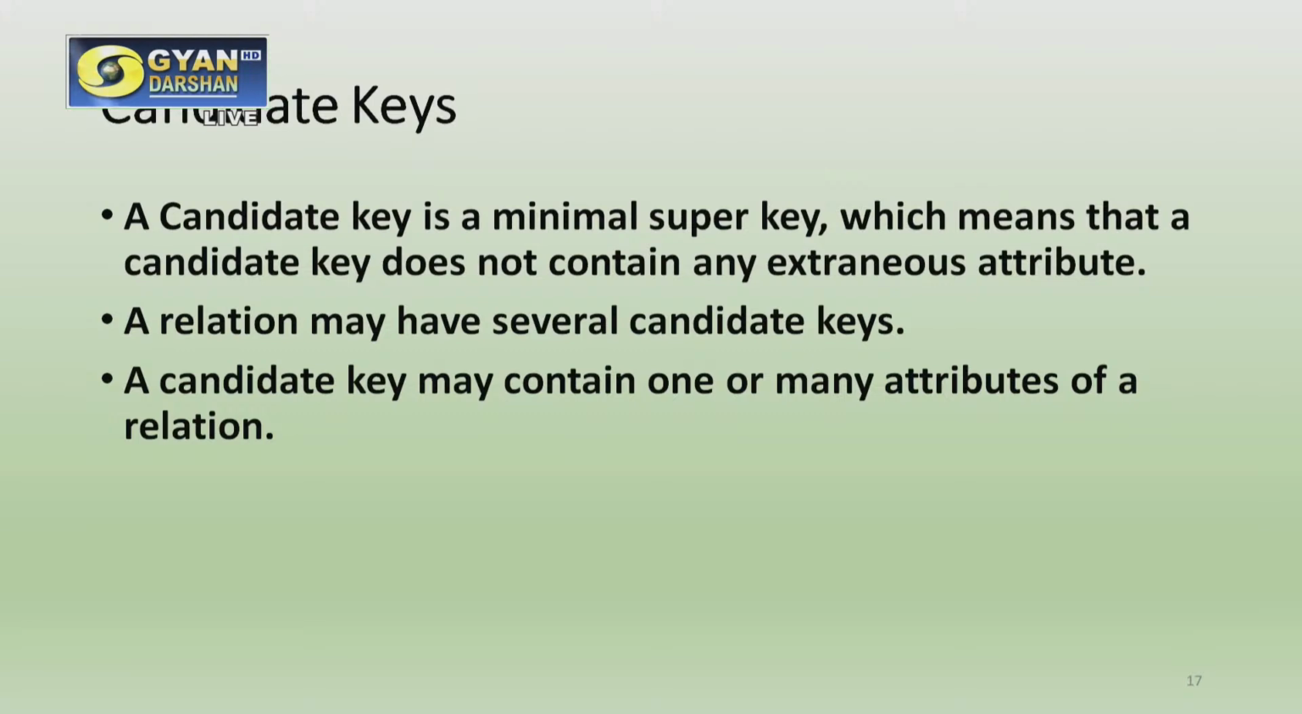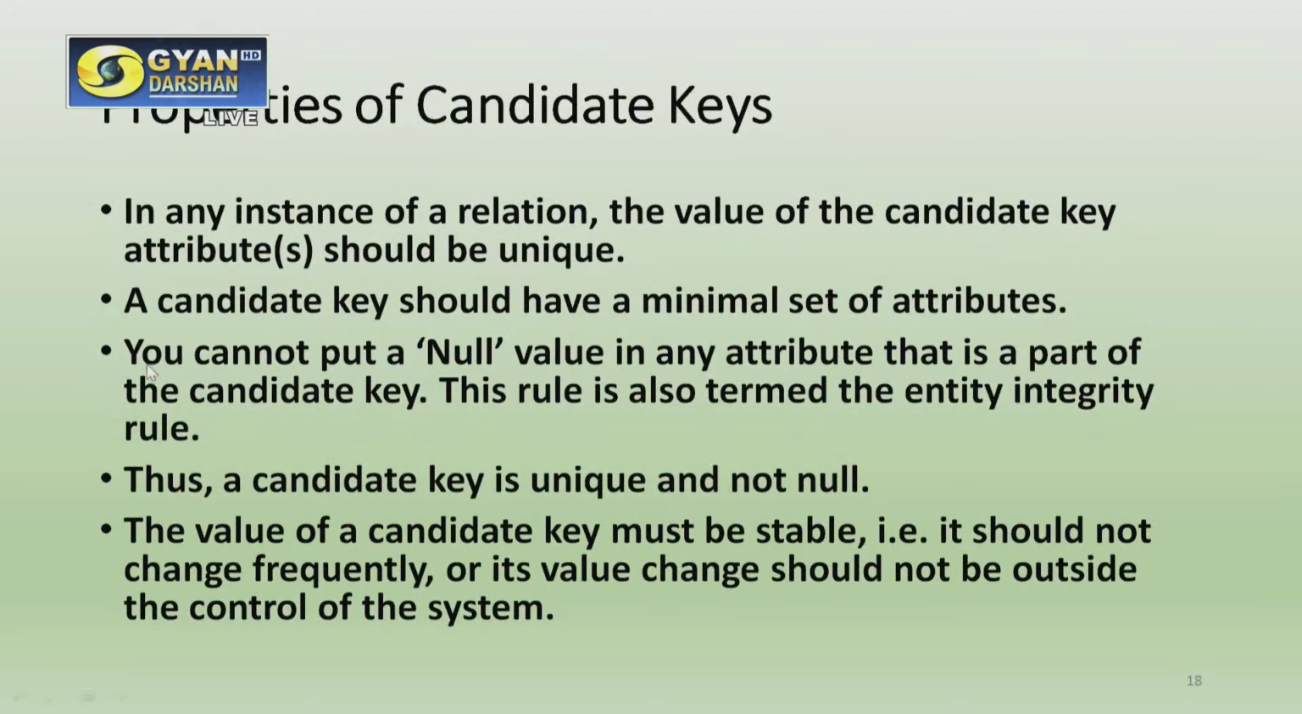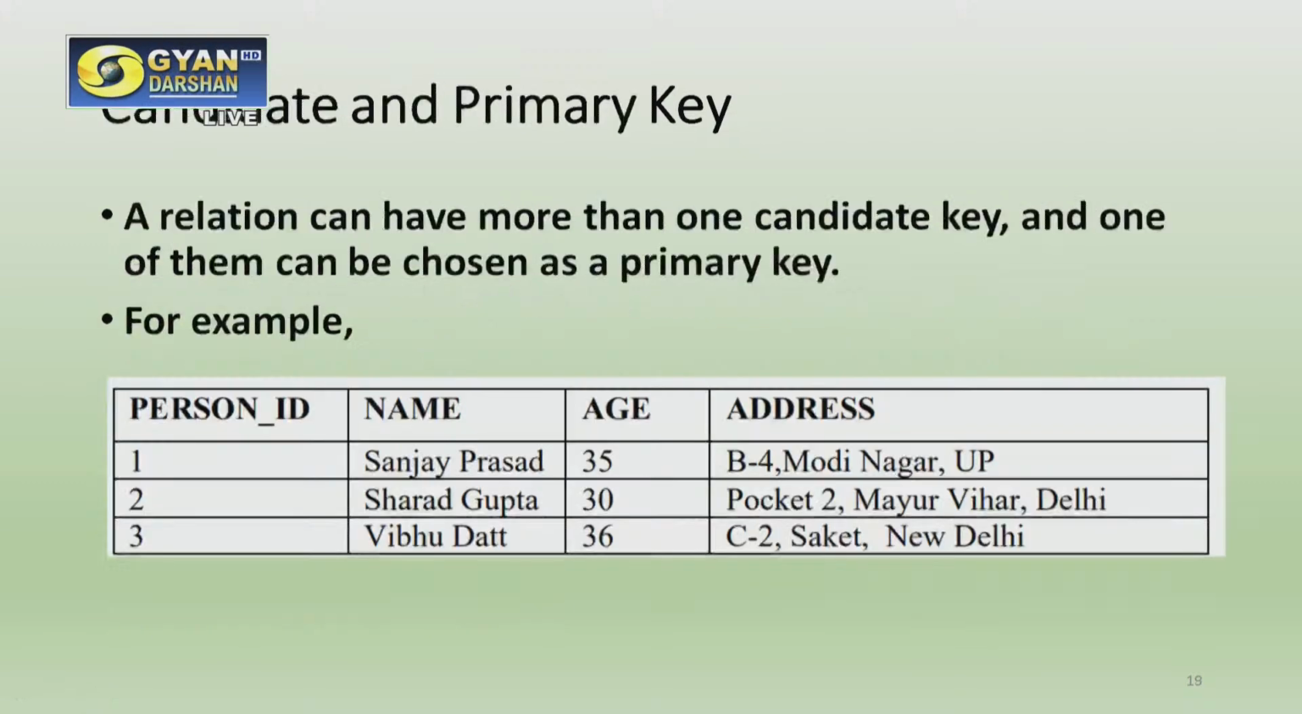Now the properties are: in any instance of a relation, the value of a candidate key attribute should be unique. That is what we have said. A candidate key should have a minimal set of attributes. You cannot put a null value in the attribute of a candidate key. This is called the entity integrity rule. A candidate key is unique and not null, as already stated. And the value of a candidate key must be stable, that is, it should not change frequently, or its value change should not be outside the control of the system.